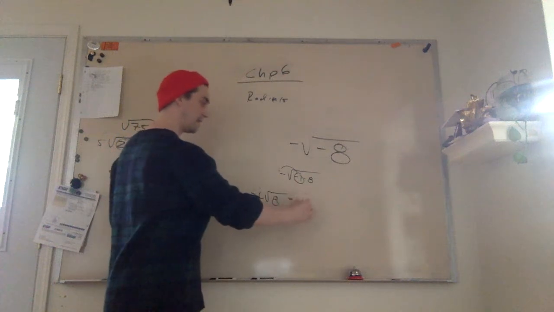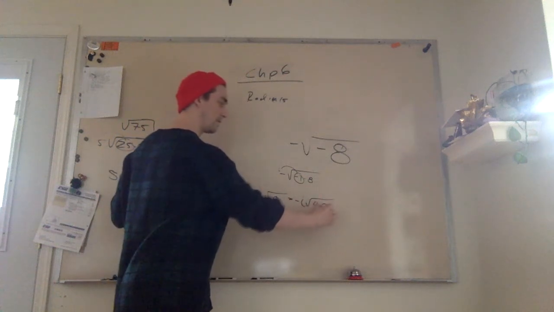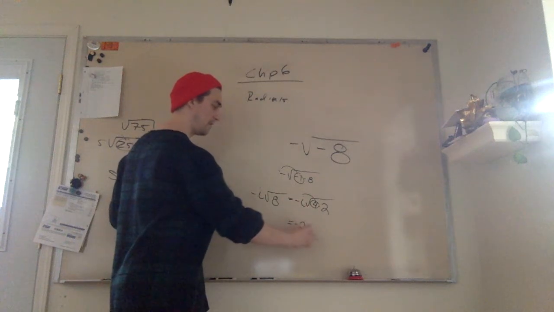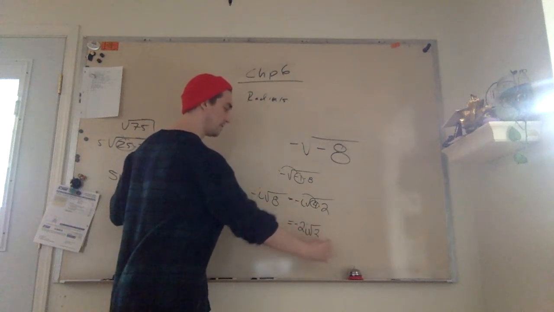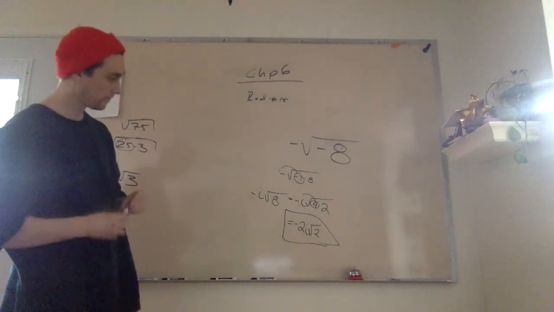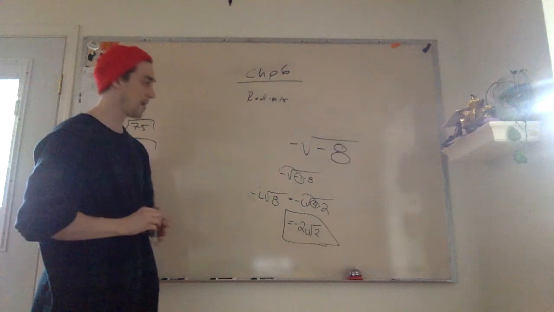Now you simplify the square root of 8, make it 4 times 2. The 4 comes out as a 2. So this should be negative 2i root 2. Cool. All right, yeah, so get some good practice with that.